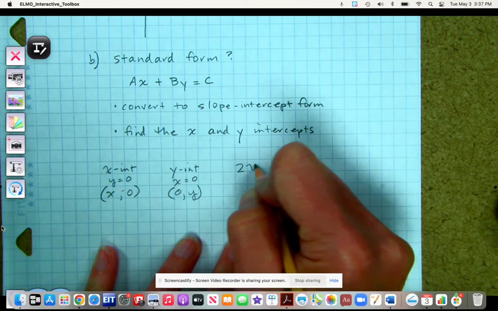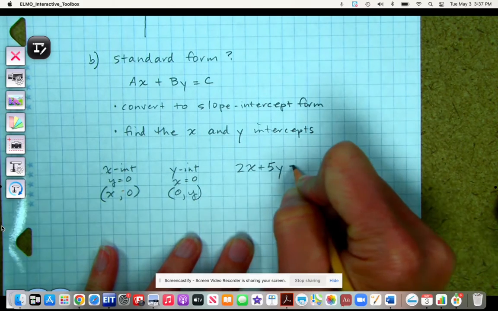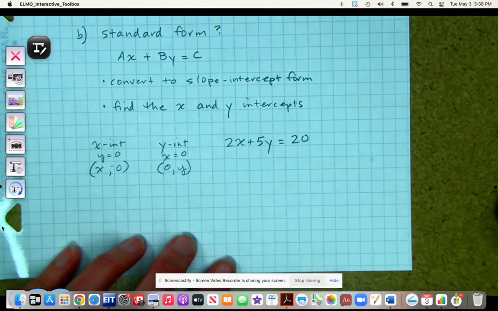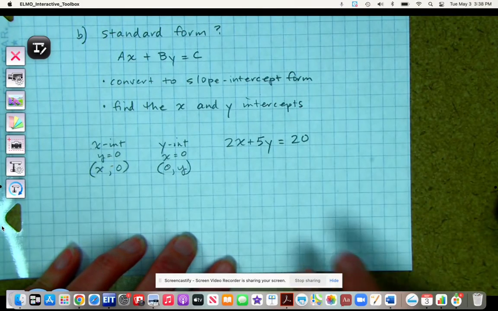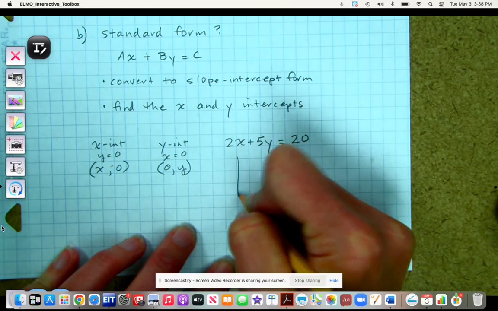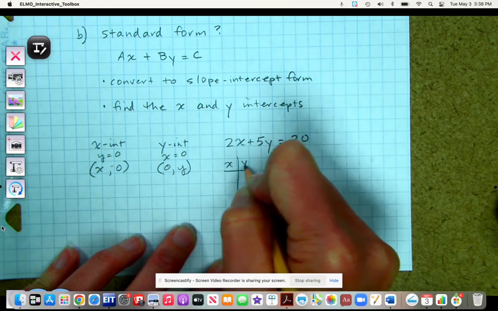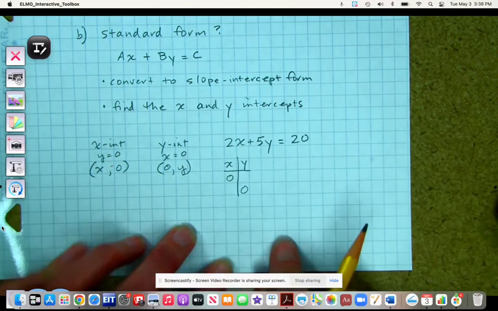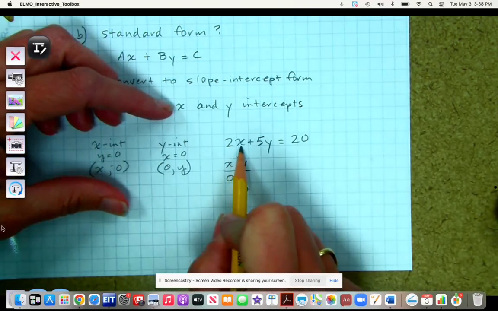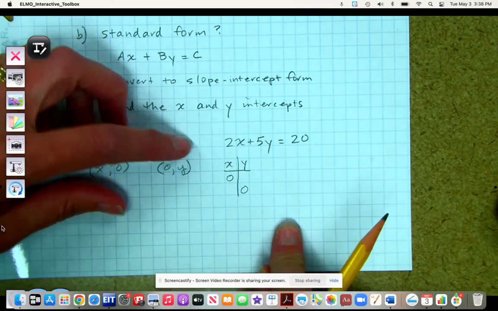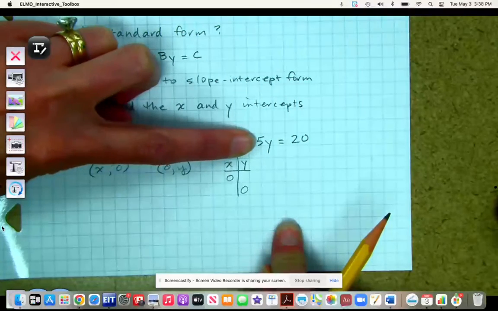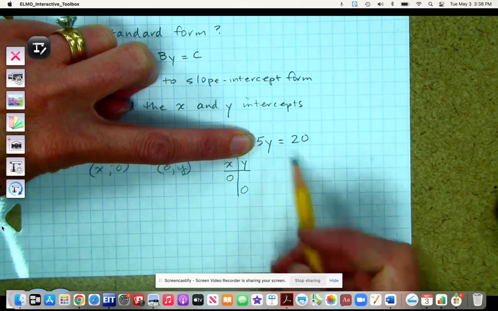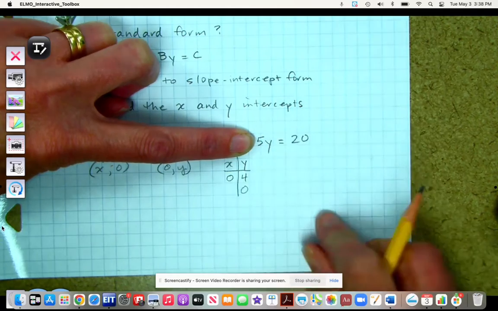Let's say I have 2x plus 5y equals 20, and I want to graph all the pairs that work in here. I can see what that graph looks like by just finding the x and y intercepts. Sometimes it helps to make a little tiny table. Think about when x is 0, what's y? And when y is 0, what's x? If I put 0 in for x, 2 times 0 is just 0. Sometimes students will cover that part up. The equation I'm left with to solve is 5y equals 20. Well, 5 times what is 20? That's 4.